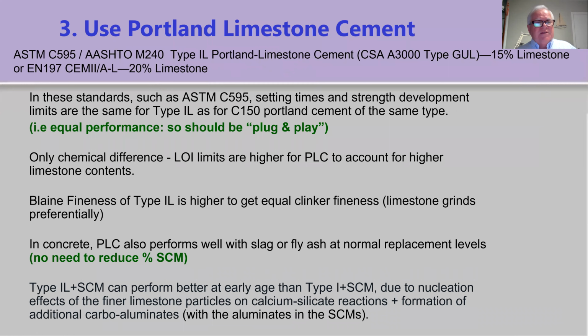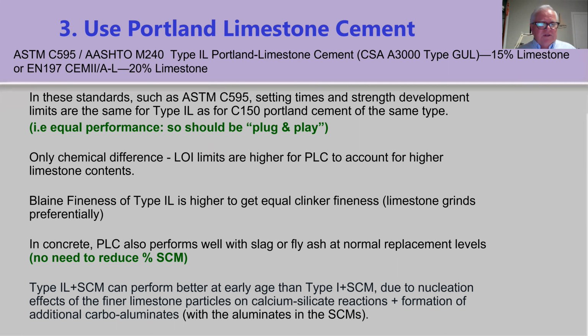So the Portland limestone cements are covered under various standards in Canada and the United States. For the North American approach, they were designed to give equal performance to type 1 or normal Portland cement. So equal performance, equal setting times, equal strength development at early ages. So it should be plug and play. You should be able to take out type 1 cement and put in type 1L cement, and nobody should know the difference. So that was the whole approach with this, to not make a second-rate cement, but make a cement that behaves the same.